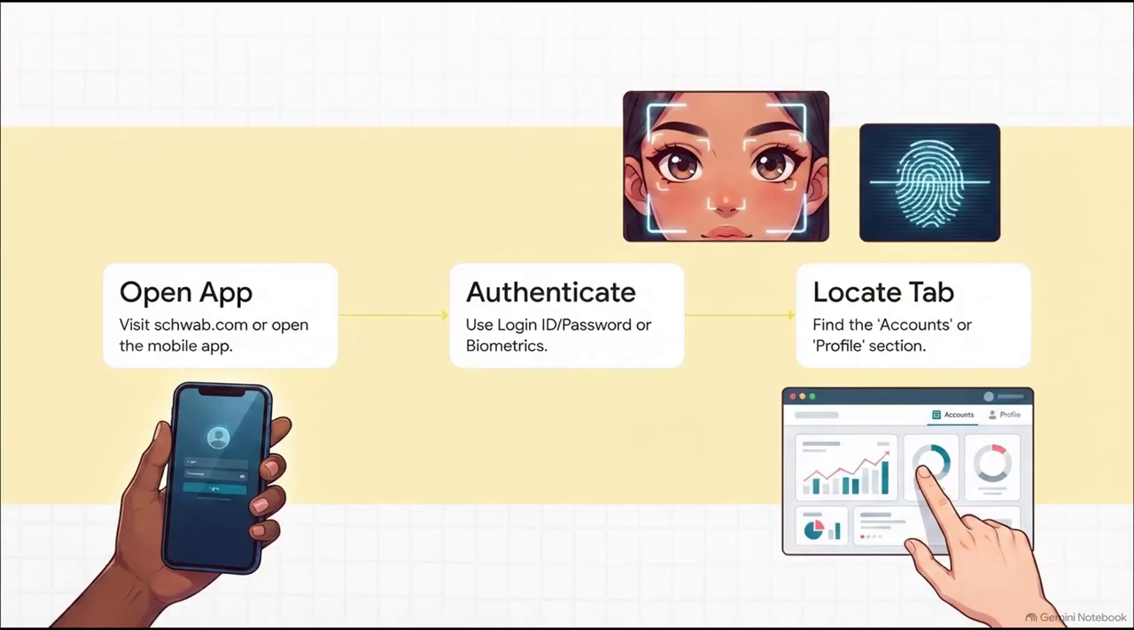So let's walk through the actual process of getting into the system. You'll start by visiting Schwab.com on your desktop or just opening up the Schwab mobile app. If you're on your smartphone, you can use biometric facial recognition or fingerprint matching for a really secure instant login. Once you're successfully authenticated and looking at your dashboard, your very first move is to locate your main Accounts tab on the desktop, or just tap your Profile tab if you're on mobile.